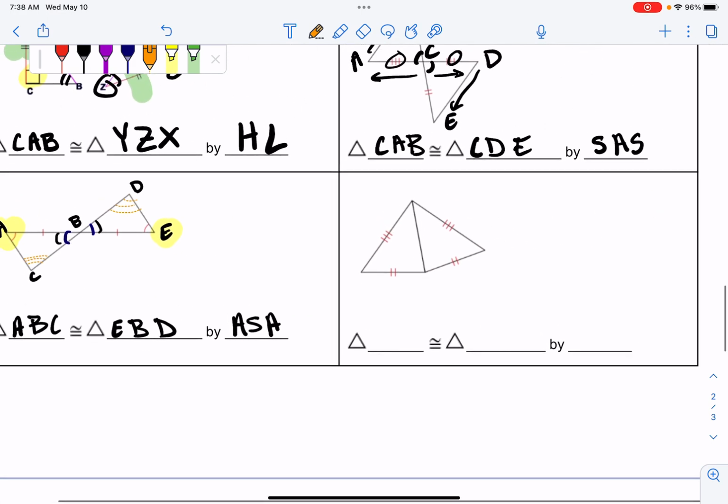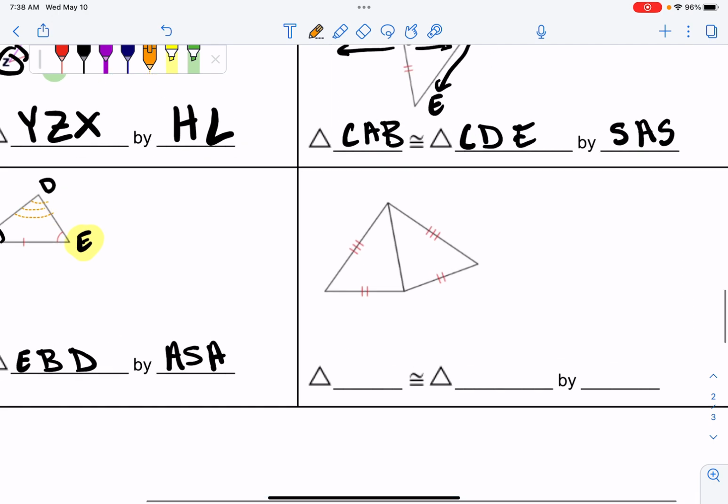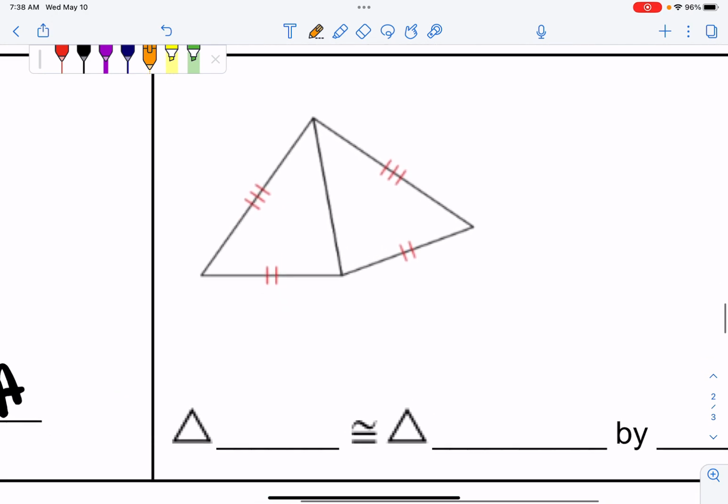Okay, last but not least, we have two sides that are given, but they did not tell me anything else. But because these are touching each other, those are definitely congruent as well.